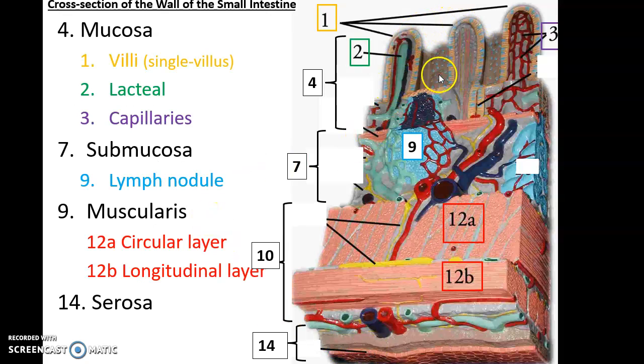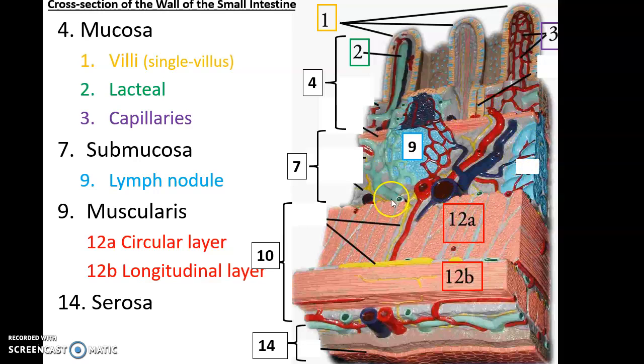The mucosa includes these finger-like projections called one villus or many villi. Within the villi, there is this tube-like structure called a lacteal. Lacteal, part of the lymphatic system, important for carrying lipids. And then also in the villi are lots and lots of capillaries. So these represent the capillaries that also carry nutrients absorbed by the small intestine.